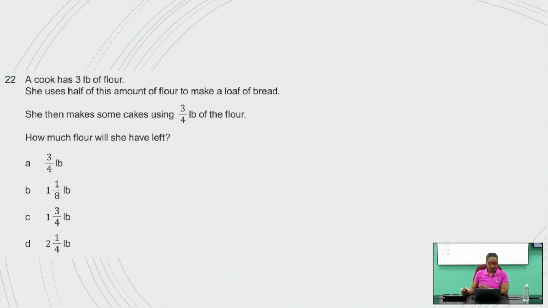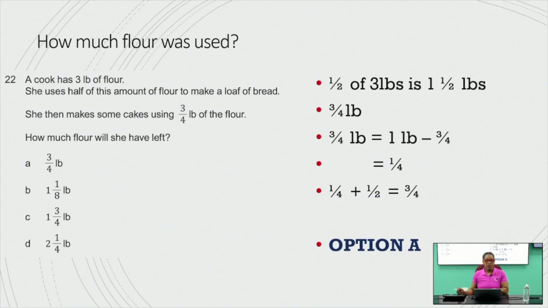All right, let us see. So the first thing she did was use half of 3 pounds, which is 1.5 pounds. Then she used 3/4 pounds. Now 3/4 pounds is just 3/4 pound of flour. So we're going to take away the 3/4 from 1 pound, which leaves a quarter. So you have a quarter plus the half gives us 3/4. And the option is option A.